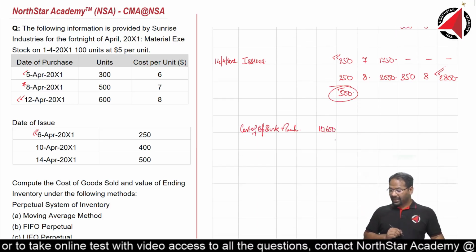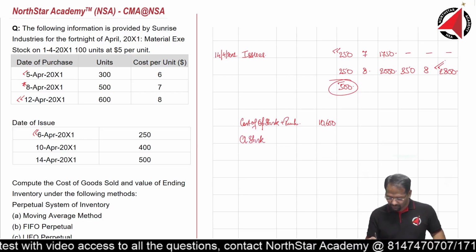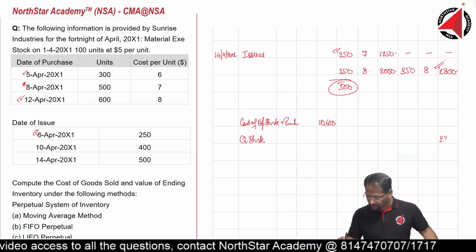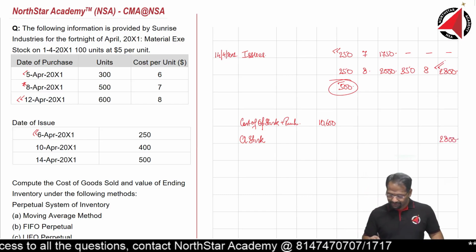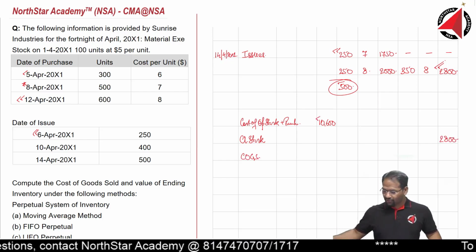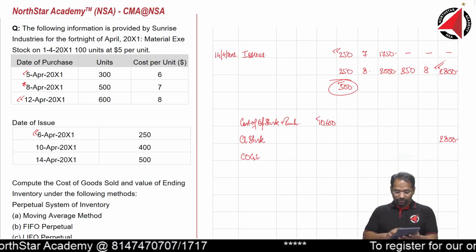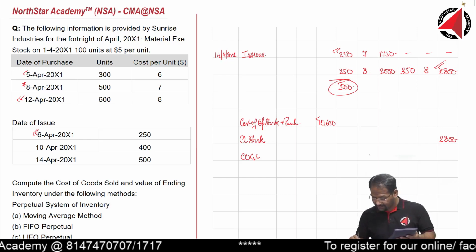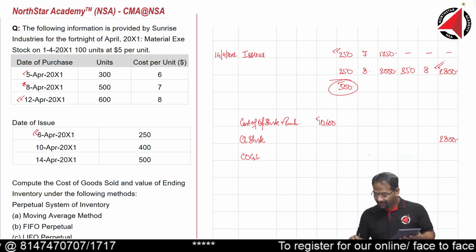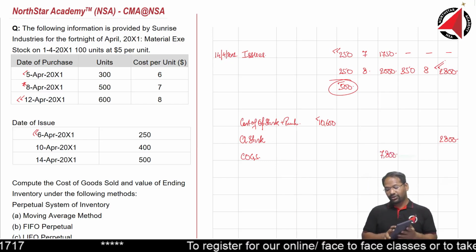$10,600. And how much is the value of closing stock? So closing stock value we have already got, 2,800. Automatically we can find out cost of goods sold. Total cost minus closing stock value will be cost of goods sold. So 10,600 minus 2,800, we get 7,800. If you want to check, you can also check.